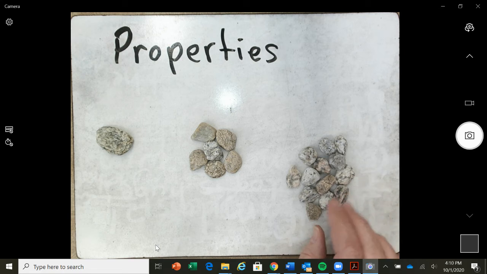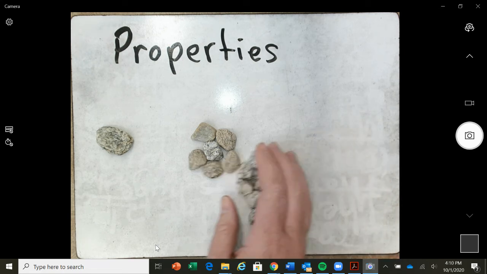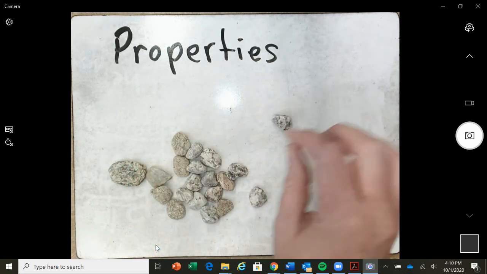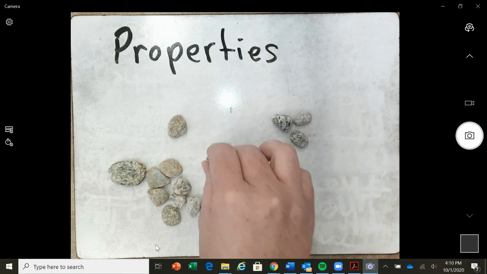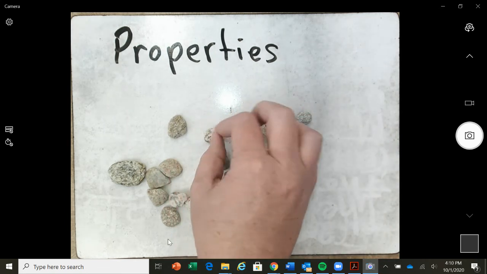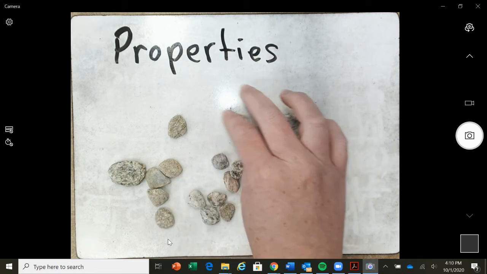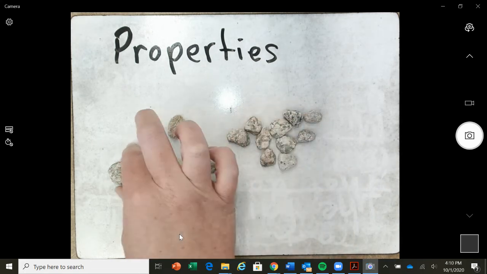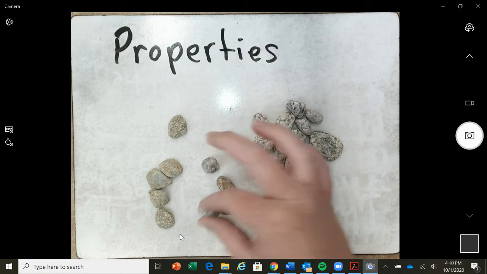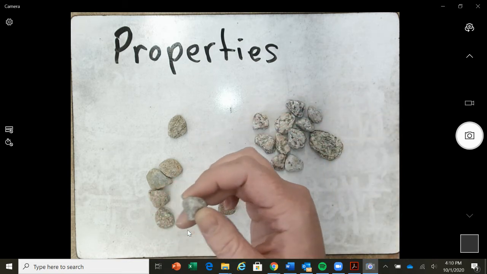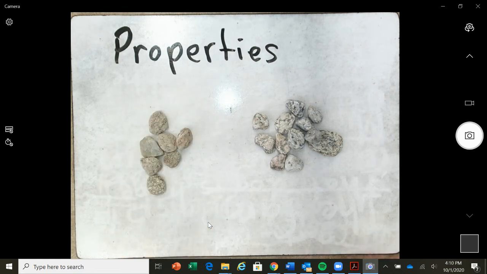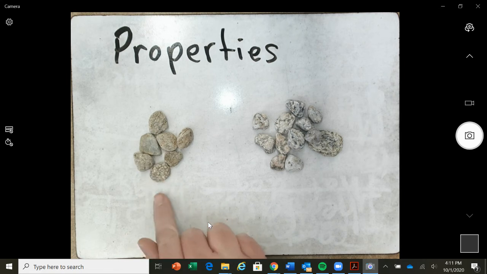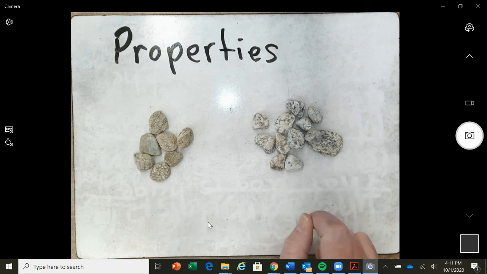I could also sort by pattern or color. This one is white and black, white and black, white and black. This one is white, and then these guys are kind of cream colored. So now I have two separate groups. This is a cream colored group, and these are white and black rocks.